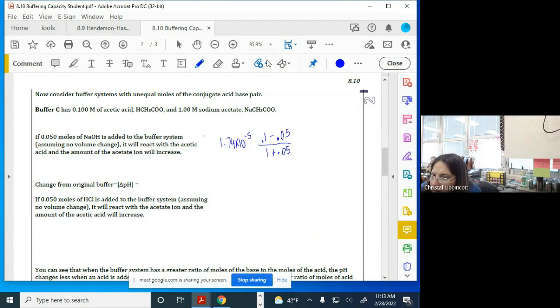All right, my H plus concentration then can be gained by dividing these two, multiplying by my Ka value, and then if I take the negative log of that, that will give me my pH. So my pH is going to be equal to 6.08.